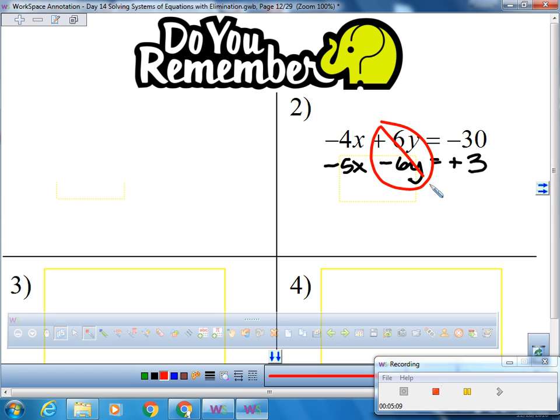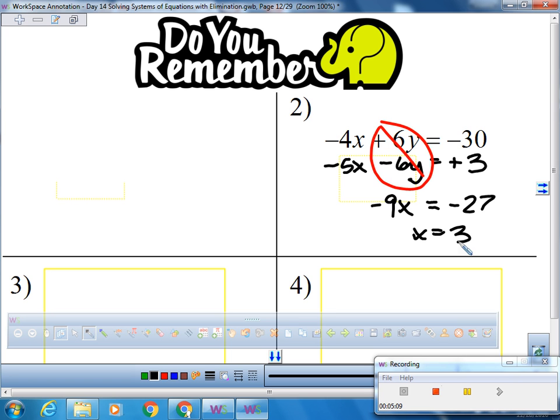So we can get rid of that. Negative 4x and negative 5x is negative 9x equals, this is going to be negative 27, so x equals 3. It doesn't matter how you do it, you're going to get x equals 3. Now what? Plug it back in to either equation. It doesn't matter. The equations are equivalent.